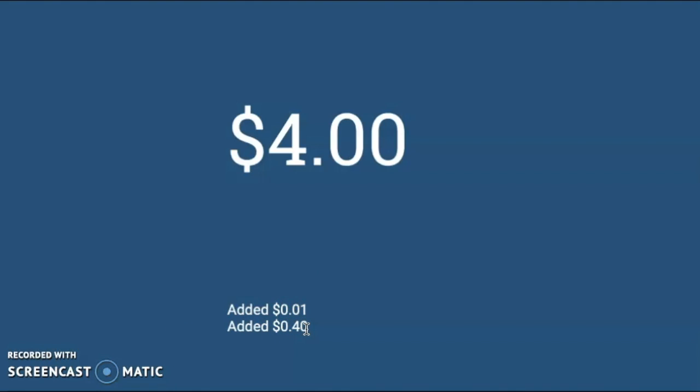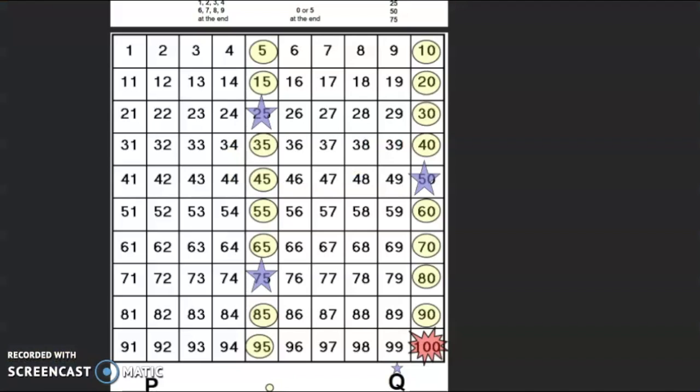We're trying to get to $5. So we just worry about the dollar amount again. How many dollars do we need to add to get from $4 to $5? Let's check. We're at 4, we need to get to 5. 1, and we're at 5, so we just have to add $1.